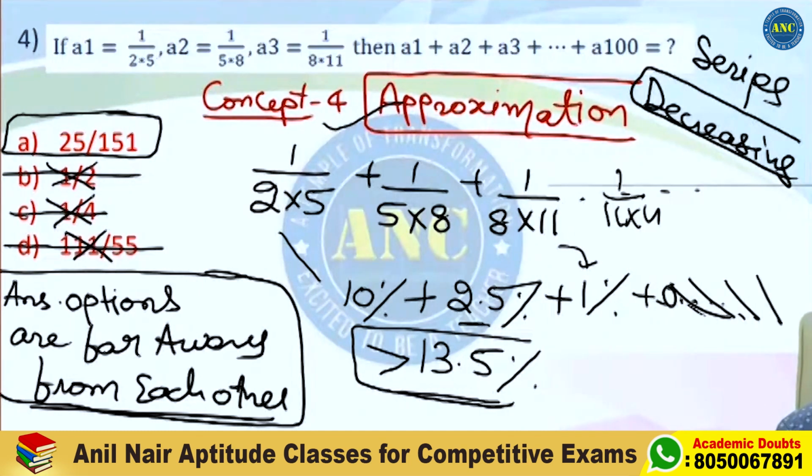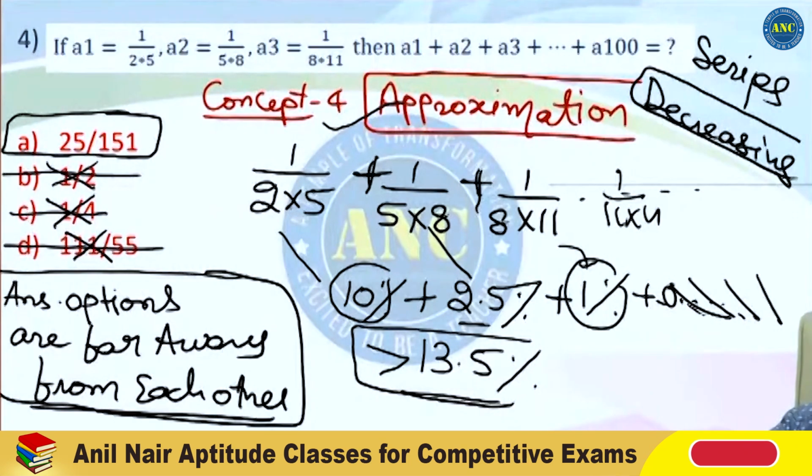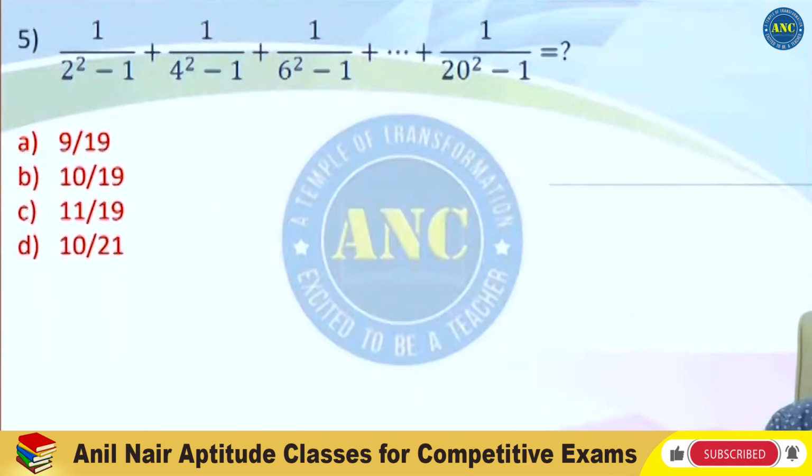I added all the values. 1 by 10 is 10, 1 by 40 is this. I need to do the addition: these 10, these 2.5, these 1. I hope it is clear. Next one, 1 by 2 square.